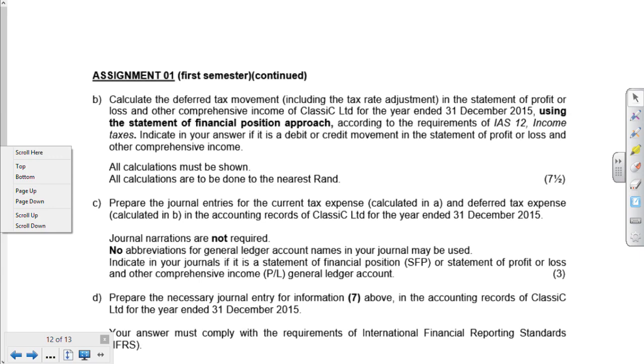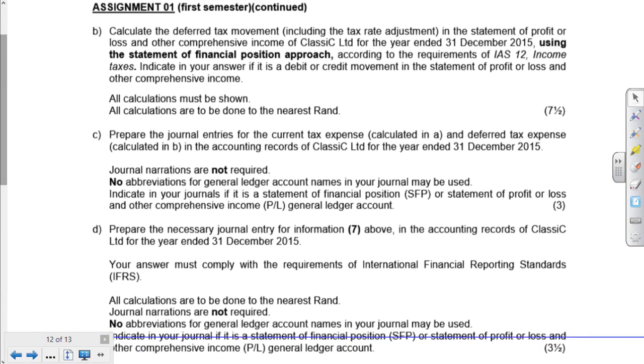He asked you to prepare the journals for the current tax expense calculated in A and the deferred tax expense calculated in B. It's just simple journals, isn't it? Debit tax expense, credit SARS, and the other one was debit tax expense, credit deferred tax.